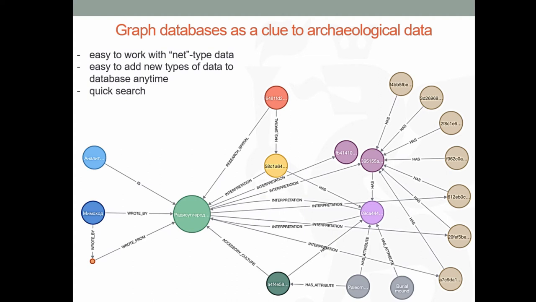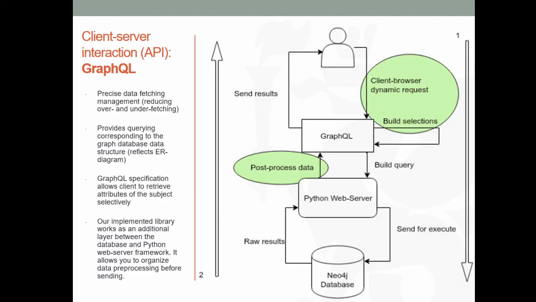I have not a lot of time, I think. Another issue is, okay, we made a database, but the other issue was how to make an interaction between the user and this complicated database. For this interaction between client and server, we used GraphQL, which makes it possible to make deep queries reflecting this low structured graph database, which I showed earlier. So we made our own library to work with the graph structure of the database.